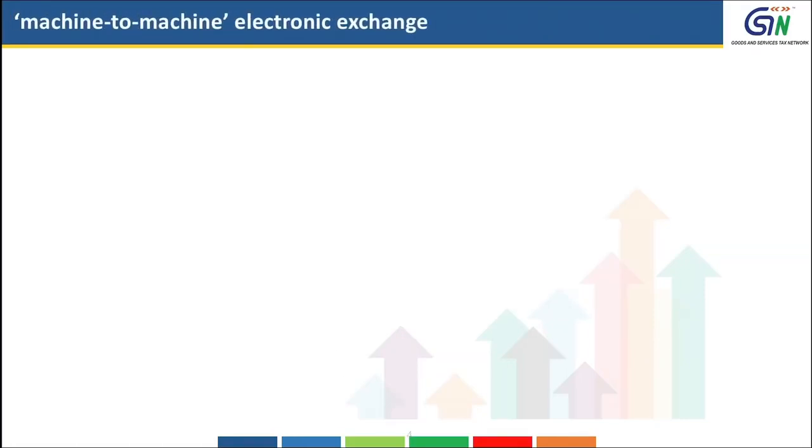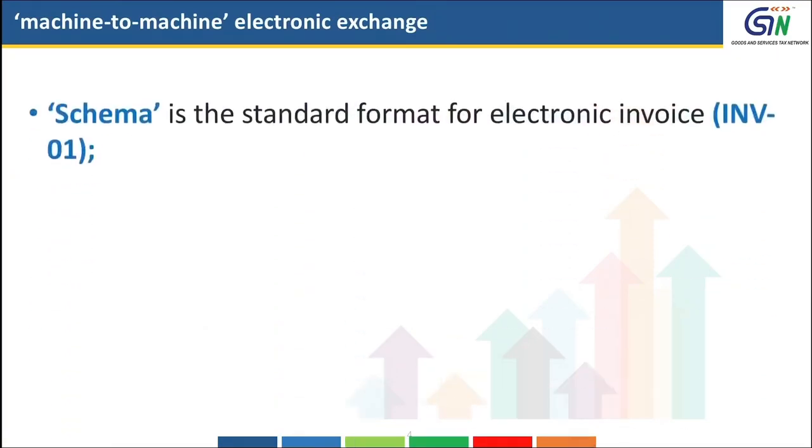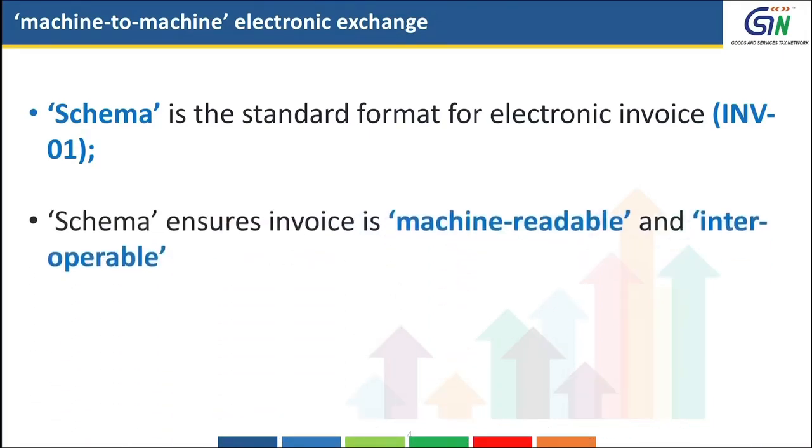In e-invoicing, we are talking about the machine-to-machine electronic exchange of invoice data. The standard format for electronic invoice is called a schema. This is notified as INV01. This has all the ingredients of a typical commercial invoice. Now this schema will ensure that the invoice is machine readable and interoperable.